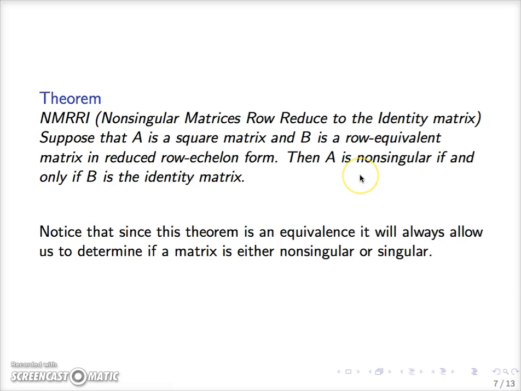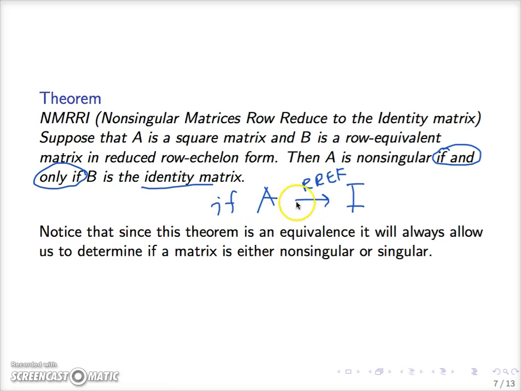So this theorem provides a two-way equivalency with the identity matrix, right? This is the implication of having if and only if. So this is telling us that A row reduces, so we write an arrow there and write RREF. This tells us that A row reduces to I, where I denotes the identity. So it says that if A row reduces to I, then A is non-singular.